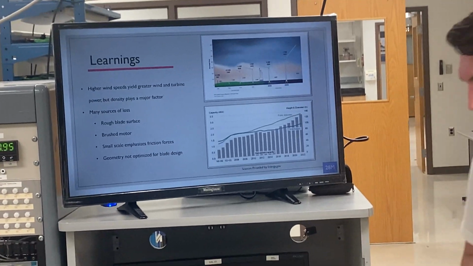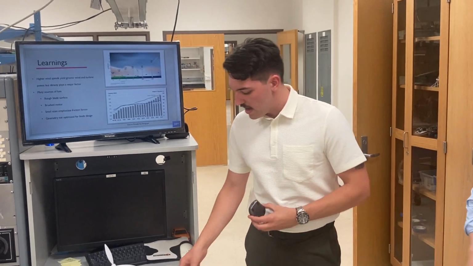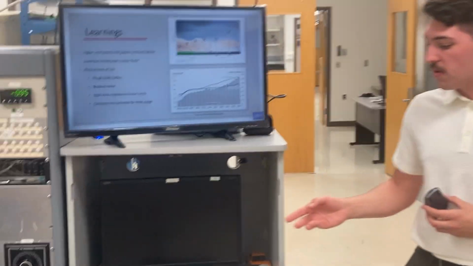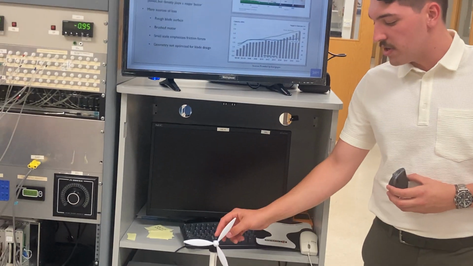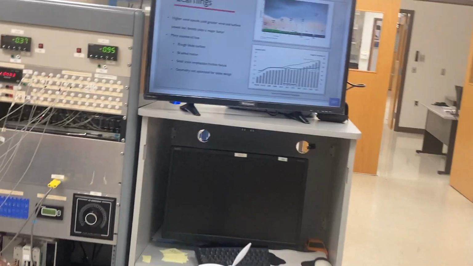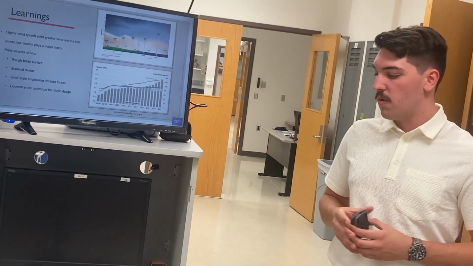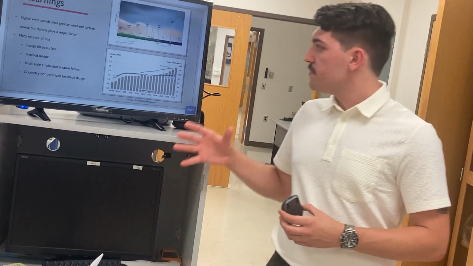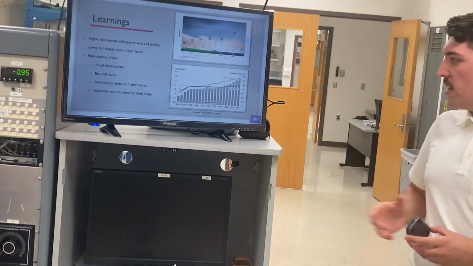We found that a rough blade surface from our print can definitely increase the drag on our blades. A brush motor is not nearly the most efficient. A brushless motor would have been much better. That brush itself creates a lot of drag within the motor itself. Small scale emphasizes friction forces, as we know. A much larger diameter blade would negate these friction forces better than what we have.